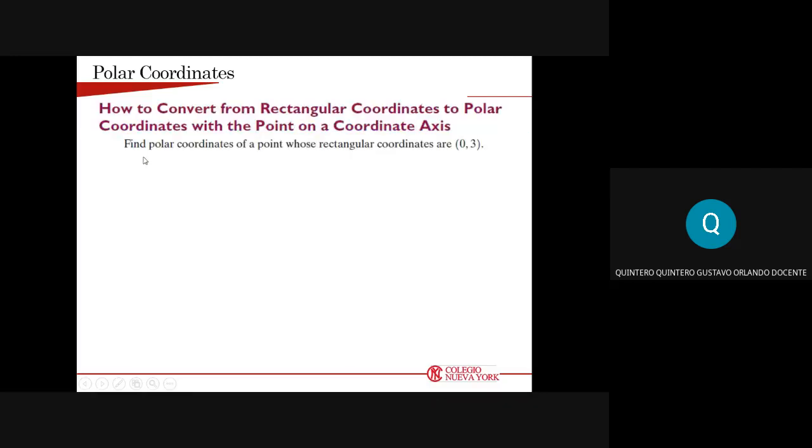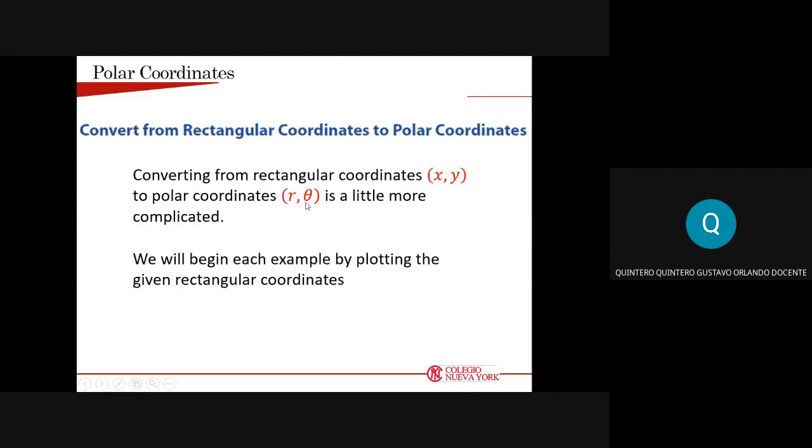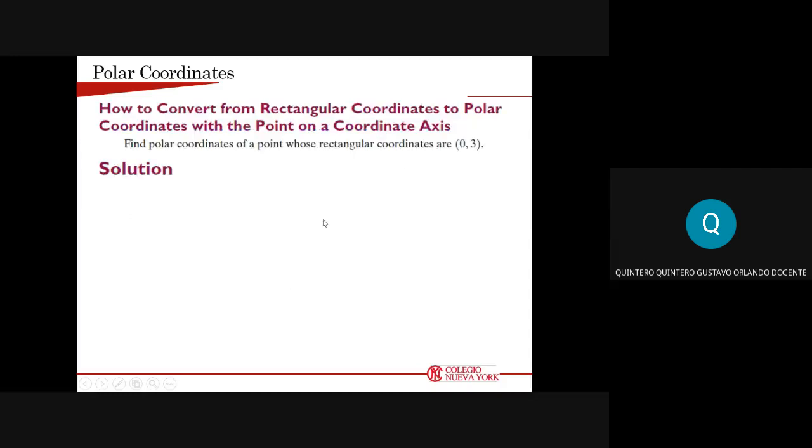Here is the first example. Find polar coordinates of a point whose rectangular coordinates are these, right? I'm giving you rectangular coordinates, and I'm asking you to find polar. Remember, polar coordinates are these ones: r, theta. So I'm giving you x, y, and I want you to find r, theta. So again, first step, plot the point. We're going to plot the point and see where it is located.